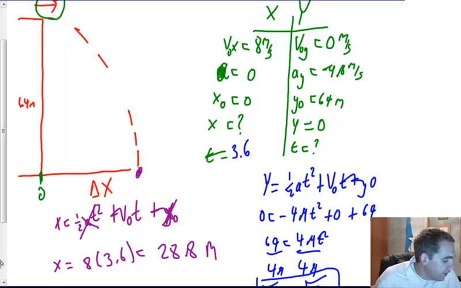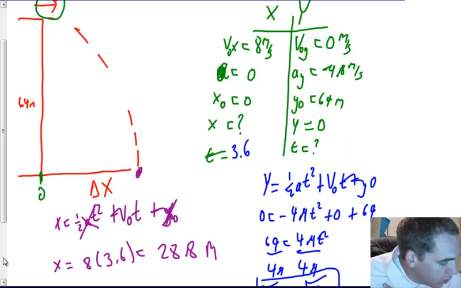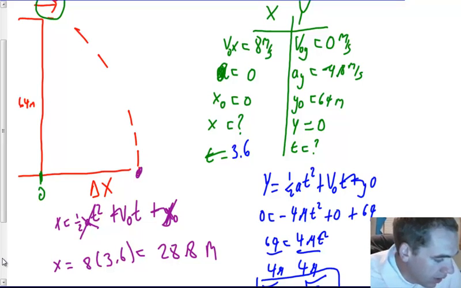Okay, 52 is a very similar problem. If you can find time, then you can figure out everything else.